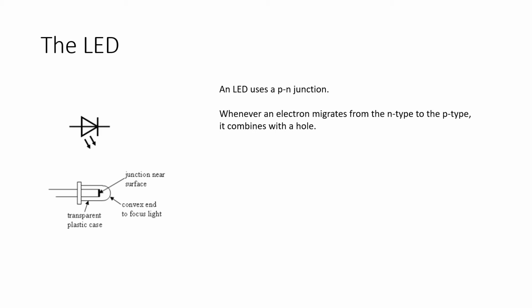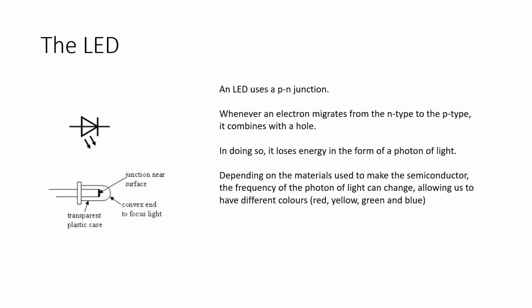Whenever an electron migrates from the n-type to the p-type, it combines with a hole. In doing so, it loses or releases energy in the form of a photon of light. Depending on the materials used to make the semiconductor, the frequency of the photon of light can change, allowing us to have different colors: red, yellow, green, and blue.